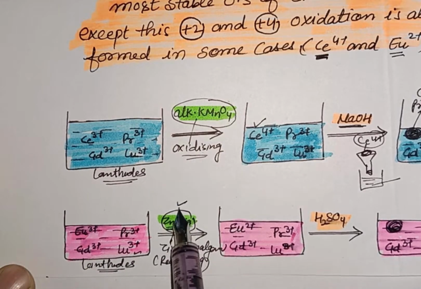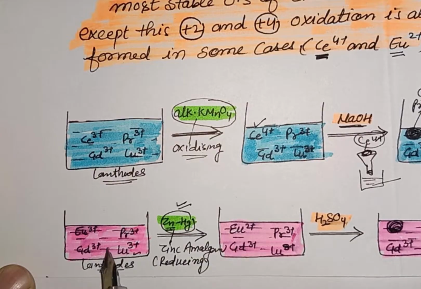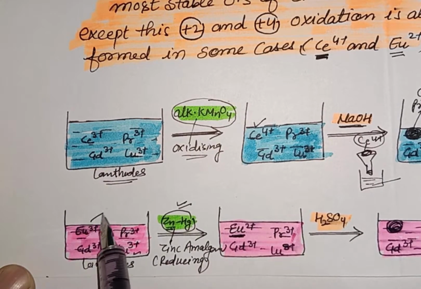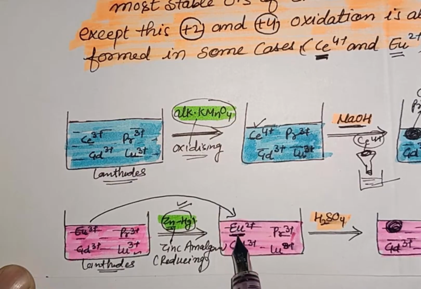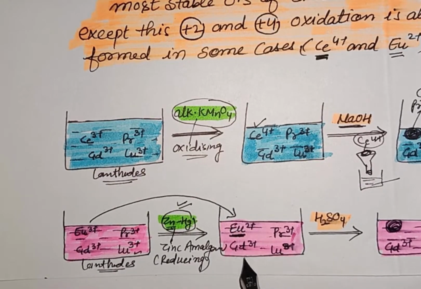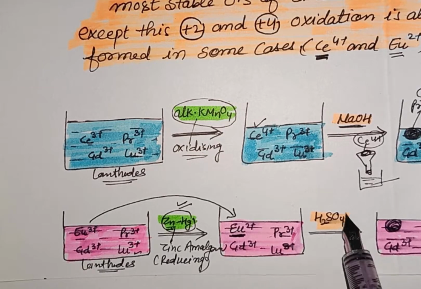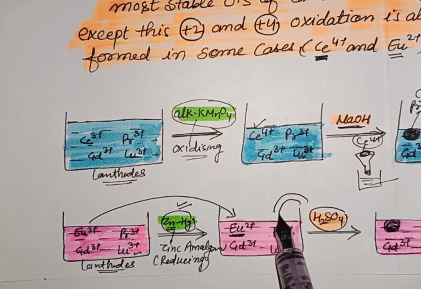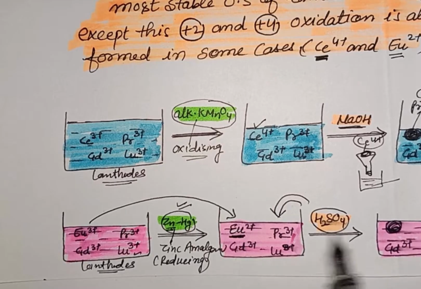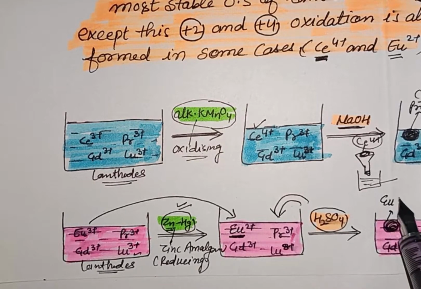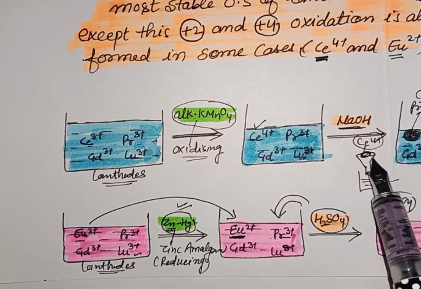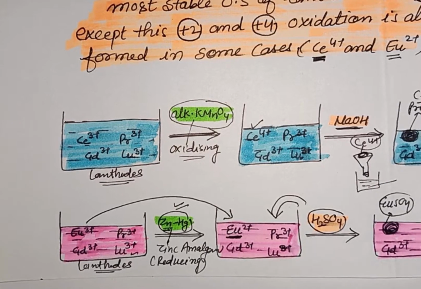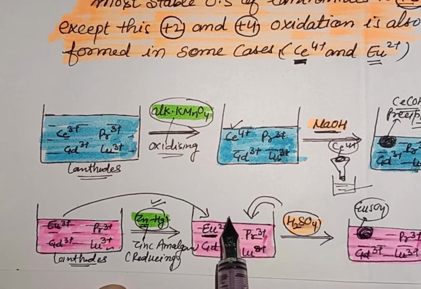When we add the reducing agent zinc amalgam, those lanthanoids which also exist in the plus 2 oxidation state will be reduced. So in this case, europium plus 3 will change into europium plus 2, and the rest of the lanthanoids which do not exist in the plus 2 oxidation state will remain in the plus 3 oxidation state. When we add the H2SO4 solution, europium will form a precipitate of europium sulfate, and we can separate this europium from the rest of the lanthanoids. So in this way, we can separate the lanthanoids by changing their oxidation state.